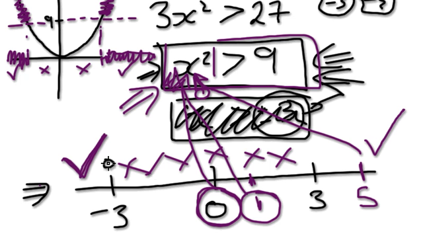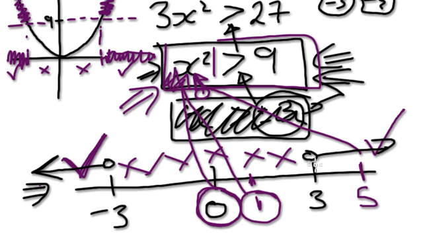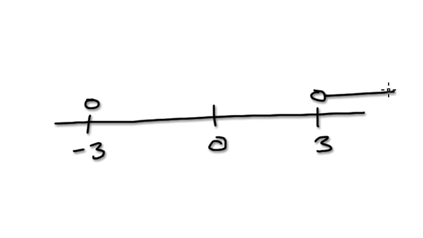So your diagram will look something like this. Okay, because this is strictly greater, you cannot choose a 3. So hang on, let me clear this. Your diagram should look like this. 3, negative 3, and it should be everything on the outside here.